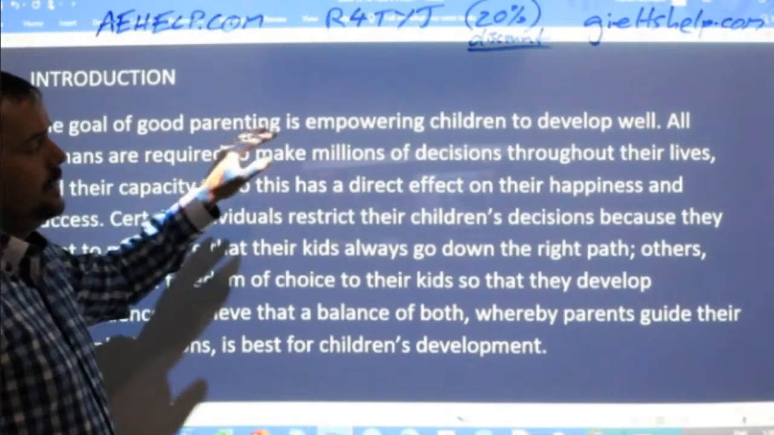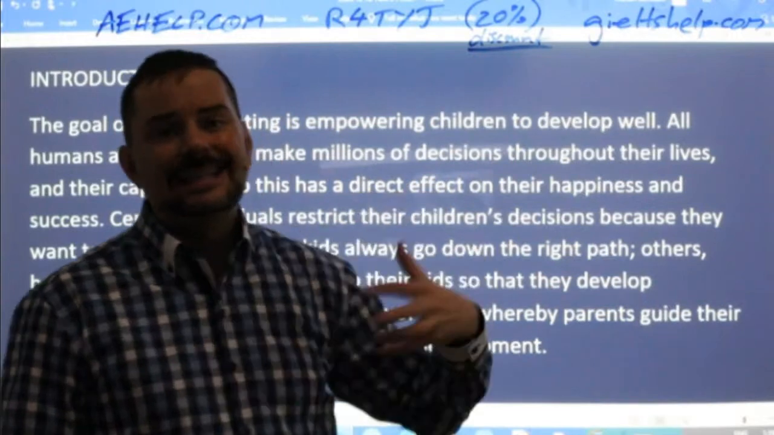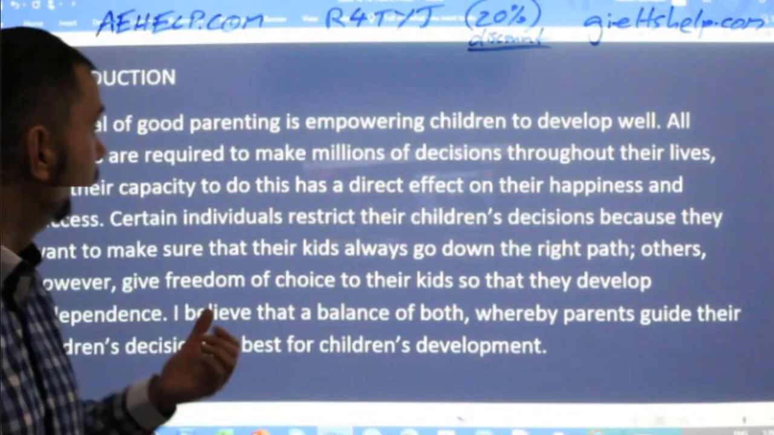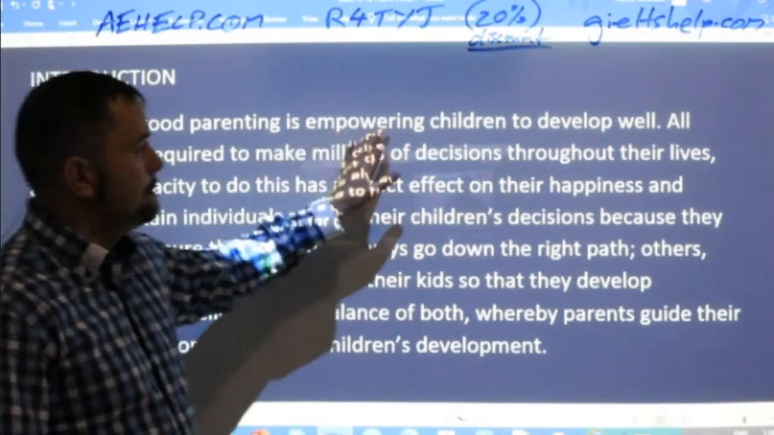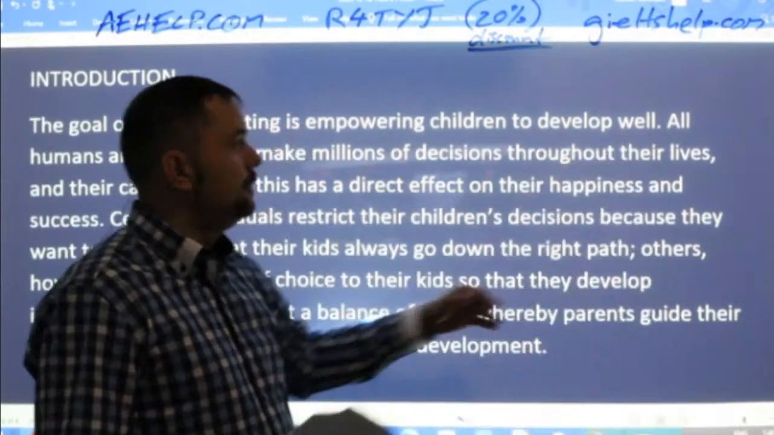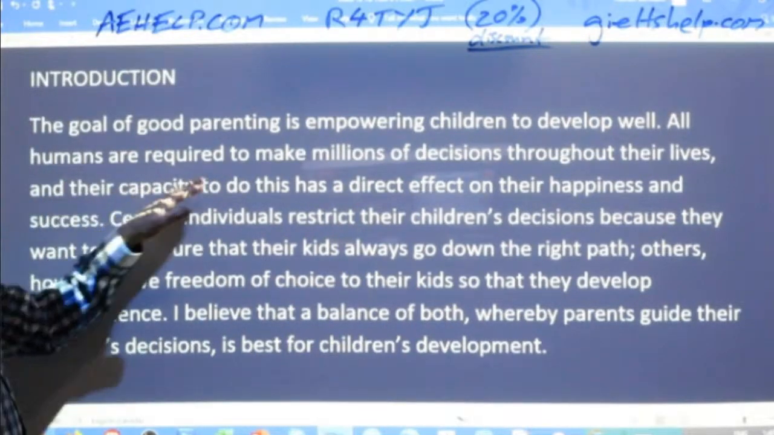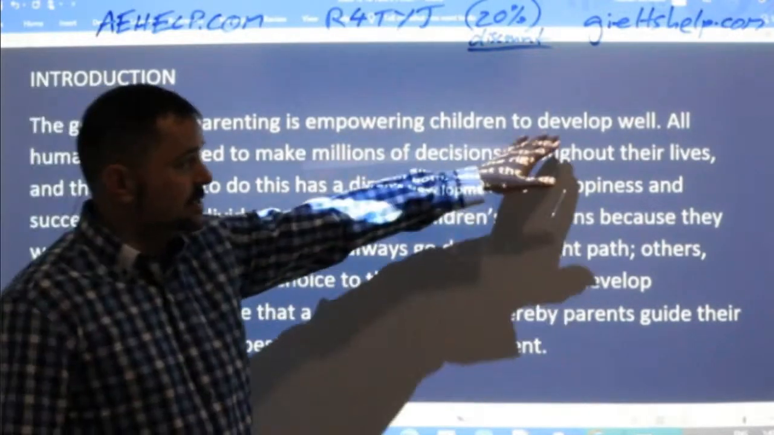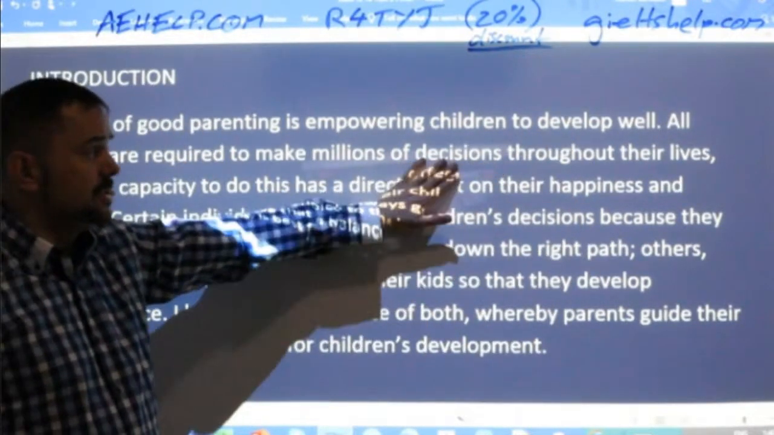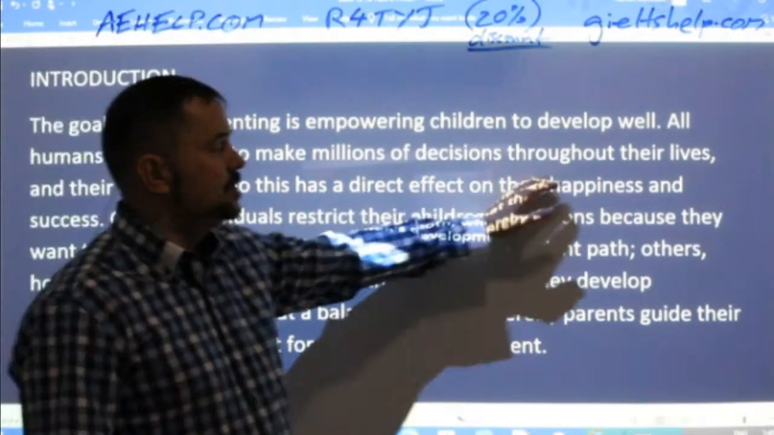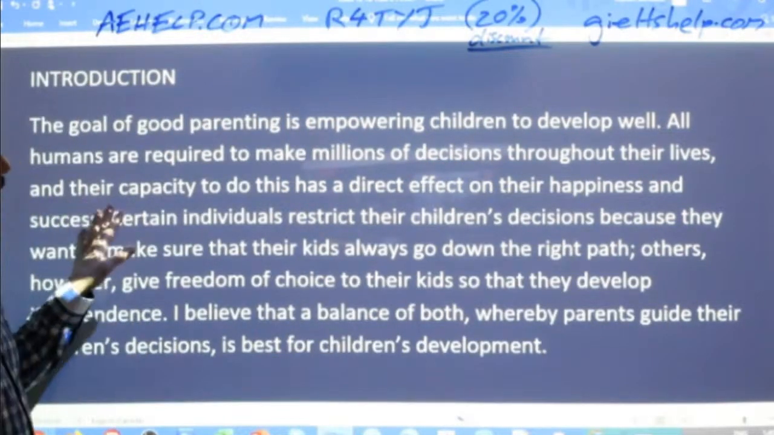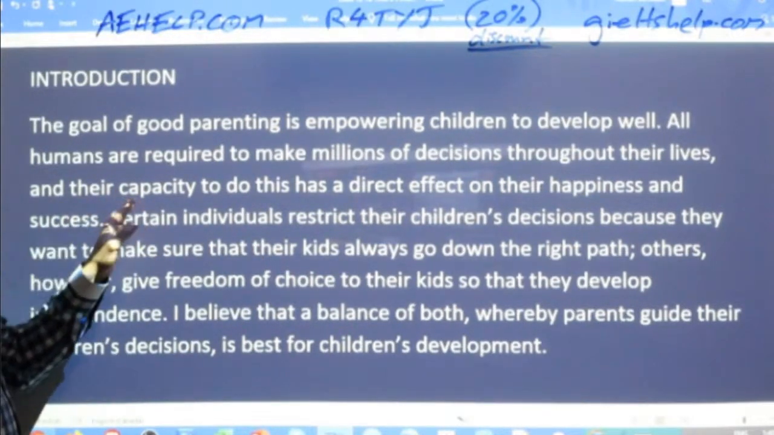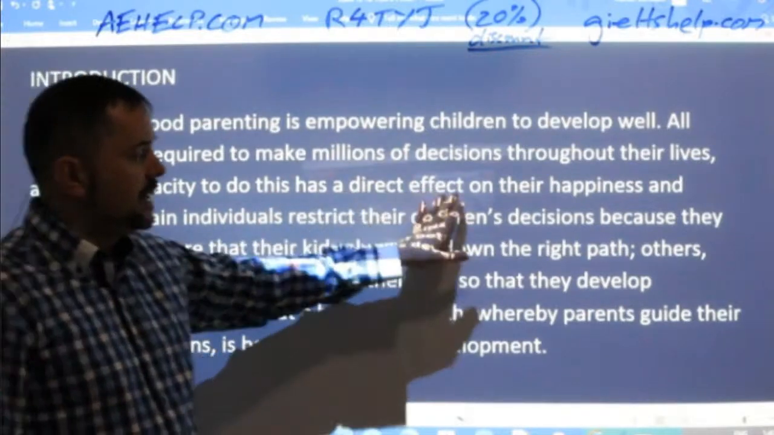Because I'm showing the examiner right away that I've identified the goal of this question and the topic of this question, okay? So the goal of good parenting is empowering children to develop well, okay? All humans are required to make millions of decisions. And then here I show the examiner that, hey, look, I see it's about development and I see it's about decision-making. So decisions throughout their lives and their capacity to do this. Capacity is a fancier way to say ability. So their ability to do this has a direct effect on their happiness.